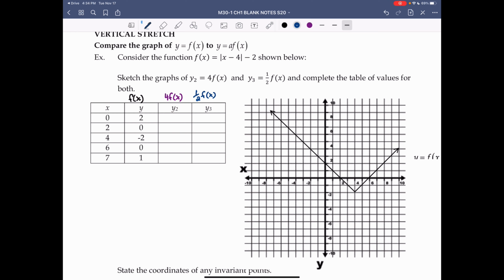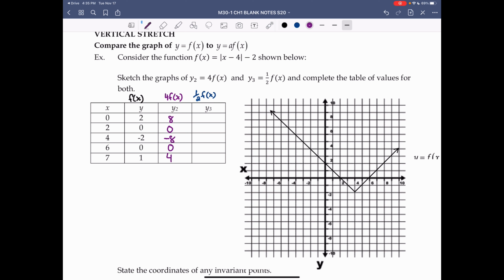Let's calculate the y values for y2. We're multiplying the y values from y equals f of x by the a value, which is 4, to get the values for y2. 2 times 4 is 8. 0 times 4 is 0. Negative 2 times 4 is negative 8. 0 times 4 is 0. And 1 times 4 is 4.